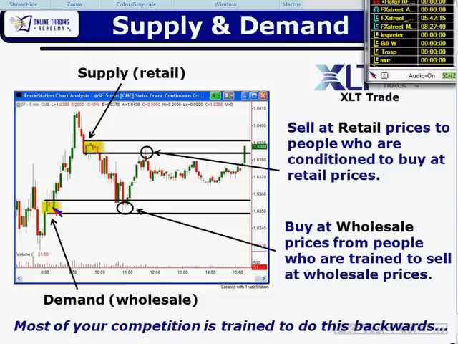think of it this way. At price levels where supply and demand are most out of balance, are you going to get many transactions or very few transactions? What do you think? Very few. Exactly.